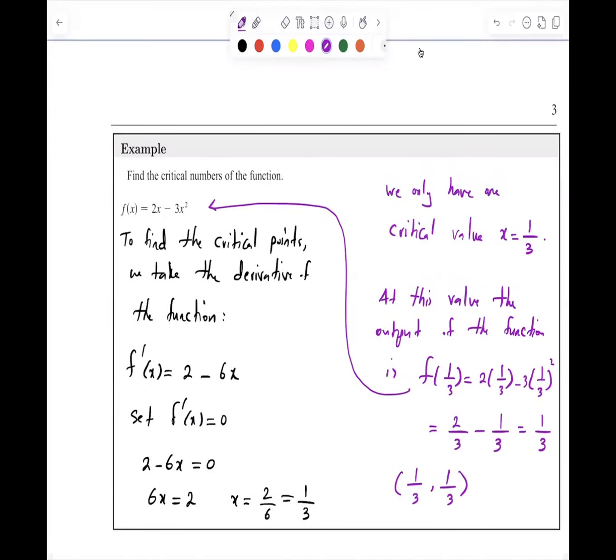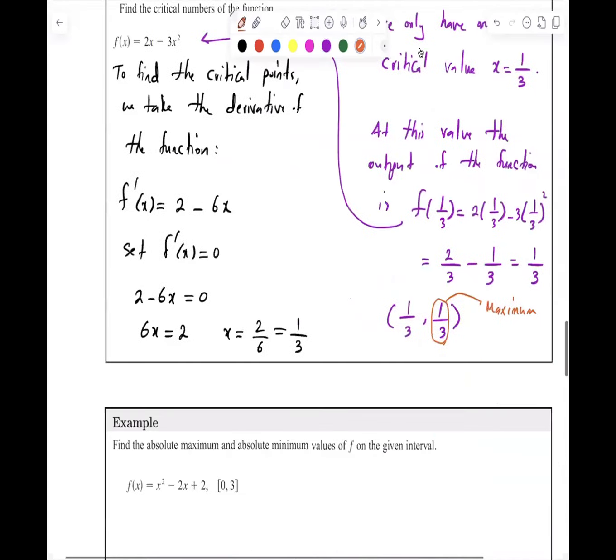And if someone asks you what is the local minimum, local maximum of the function, we're going to say that we only have a local maximum that happens to be our absolute maximum as well. So this is the maximum of the function.